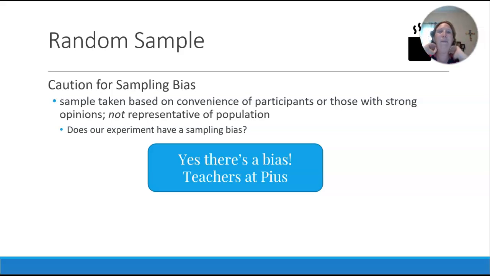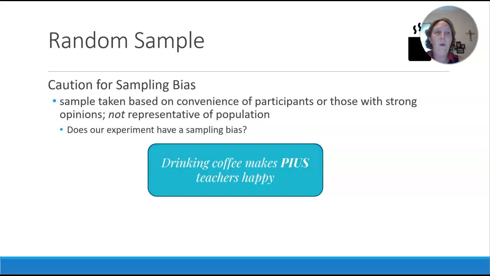Yes, there's a bias. The bias is that we've only picked teachers at Pius. And maybe teachers at Pius drink coffee more than other schools because a lot of people bring it in and share it with one another. We've got open times where we can go grab a cup of coffee. That might not be true at other schools. Maybe at other schools it's tea, or maybe they're so busy that they don't have time to stop for a cup of coffee. So really, what we're researching is whether drinking coffee makes Pius teachers happy.